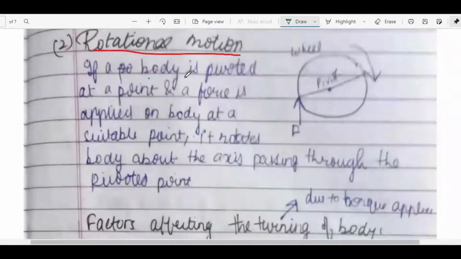If a body is pivoted at a point and a force is applied on the body at a suitable point, it rotates the body about the axis passing through the pivoted point. So this would be the axis. It would be a straight line and the body would move in this direction.